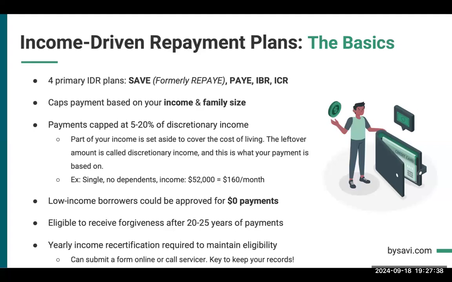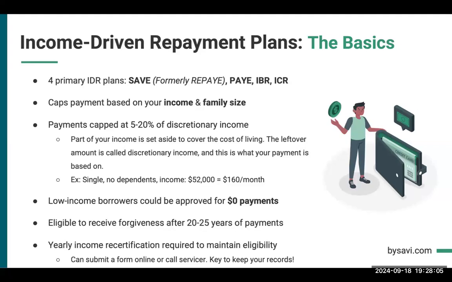So just to get everyone organized here, there are four primary types of income-driven repayment plans. You can think of income-driven repayment, or IDR, as sort of the umbrella descriptor term here. And then there are four different types of IDR plans. There's the SAVE plan, which was formerly known as REPAYE. This is the newest income-driven repayment plan that was introduced last summer by the Biden administration.